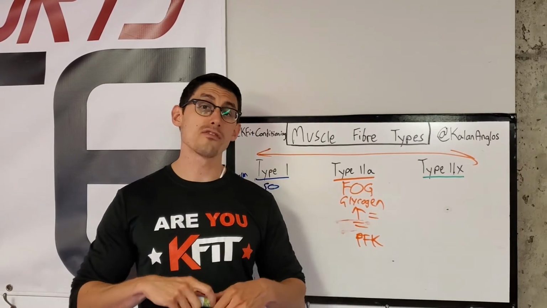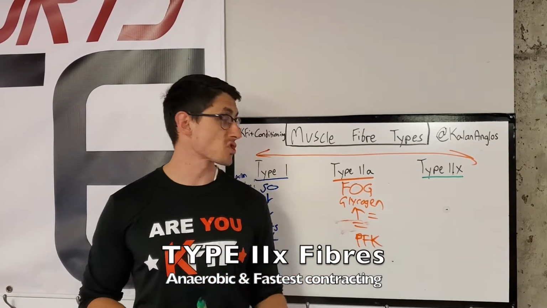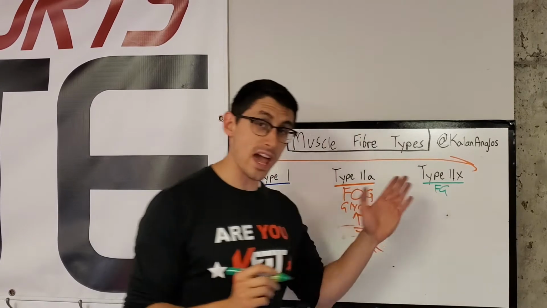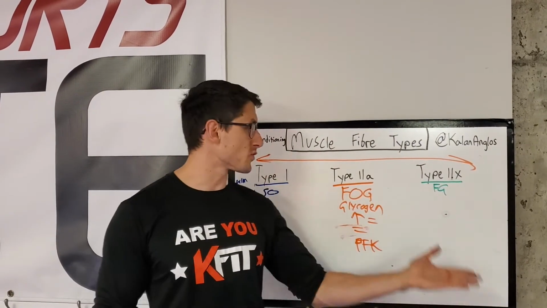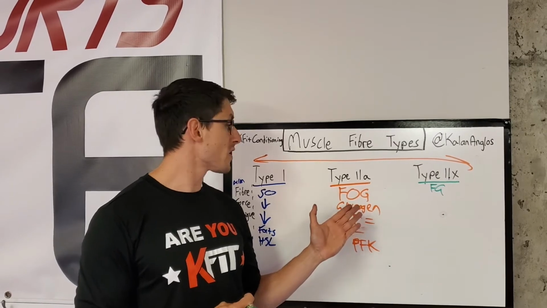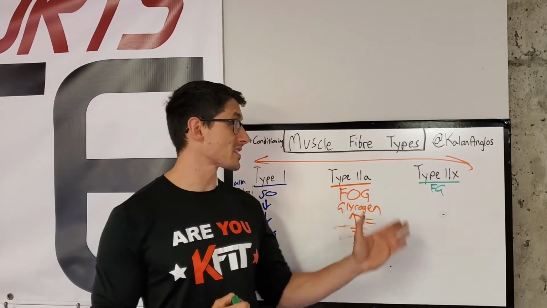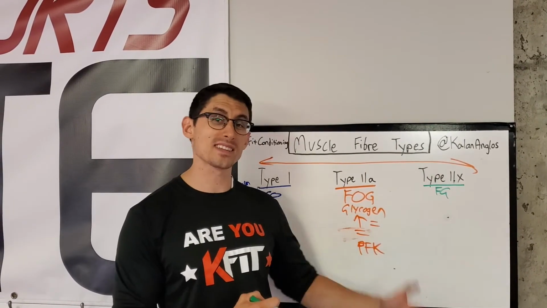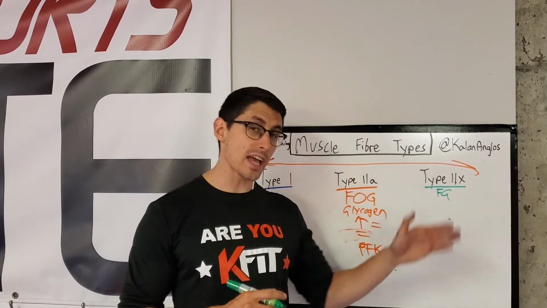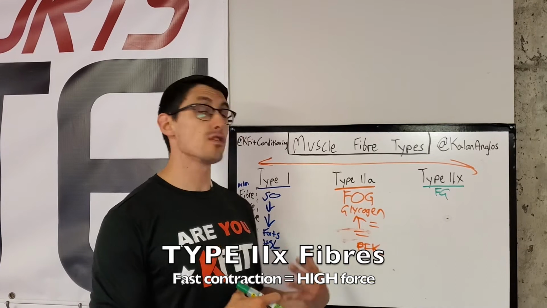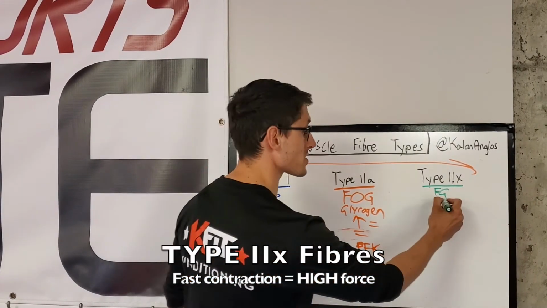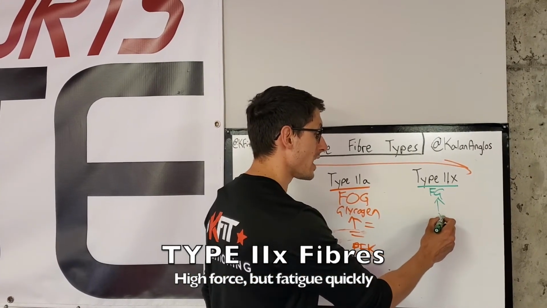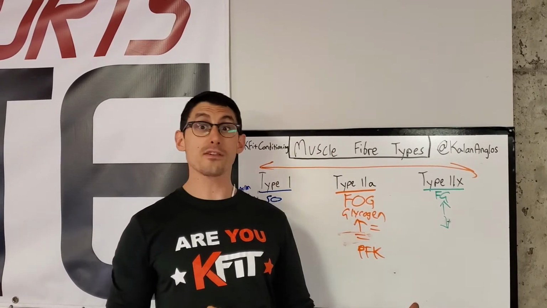Finally, the fastest of muscle fibers, the quick contracting, high force generating, are the type 2X fibers. These are called fast glycolytic, FG, meaning that they don't have a lot of those oxidative characteristics that allow them to be more aerobic. These are predominantly anaerobic muscle fibers. Type 2X, anaerobic. They generate the highest amount of force, but they also have very low fatigue resistance, meaning that they fatigue faster.